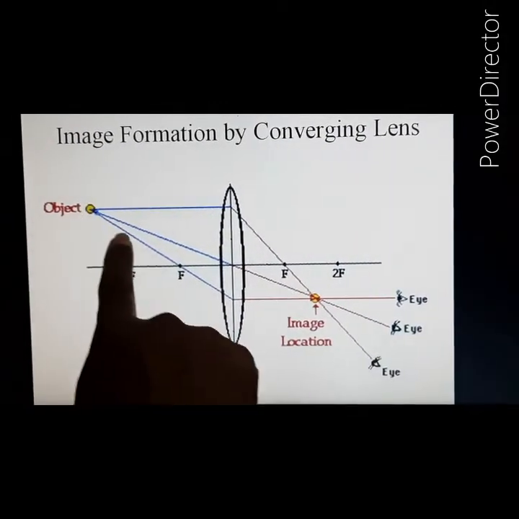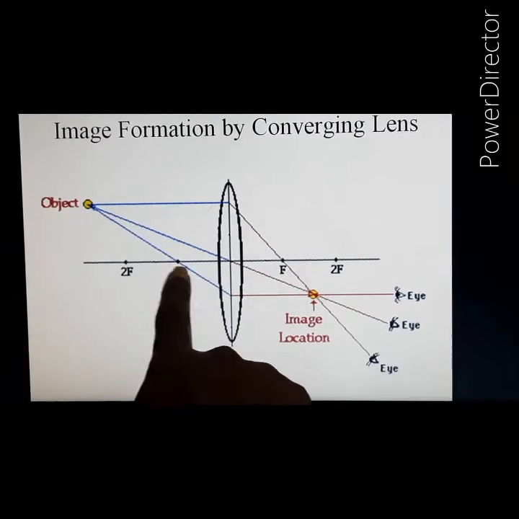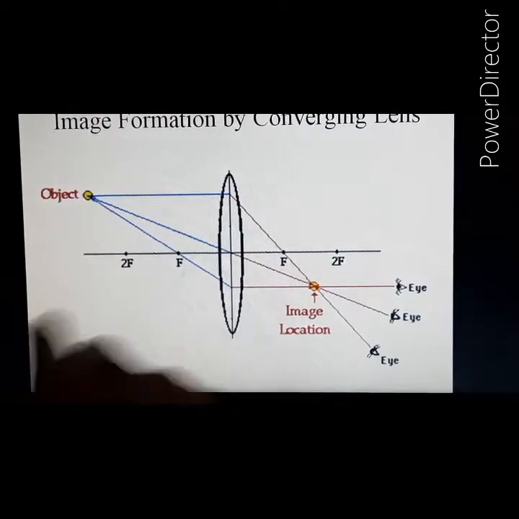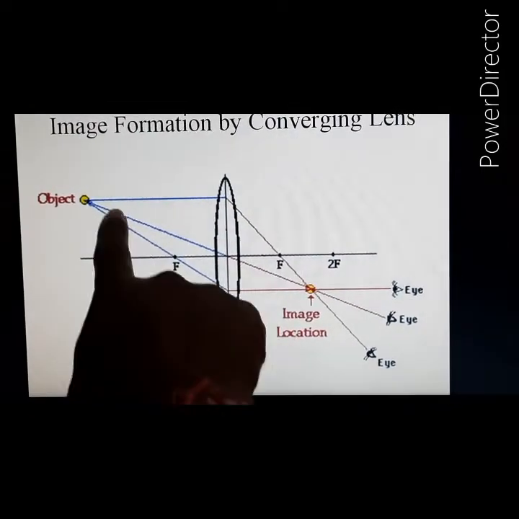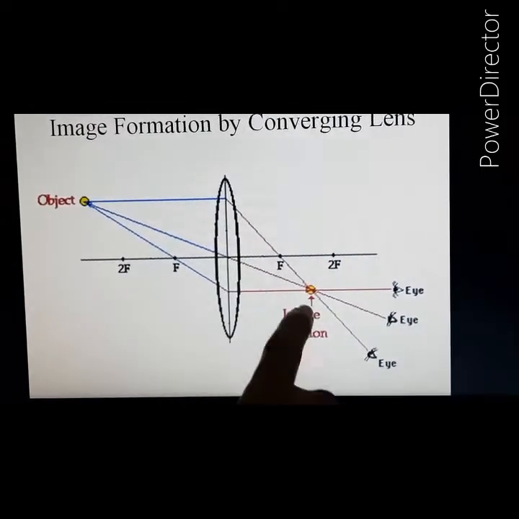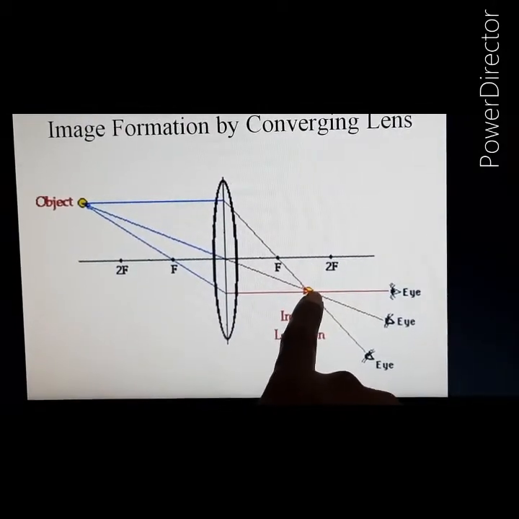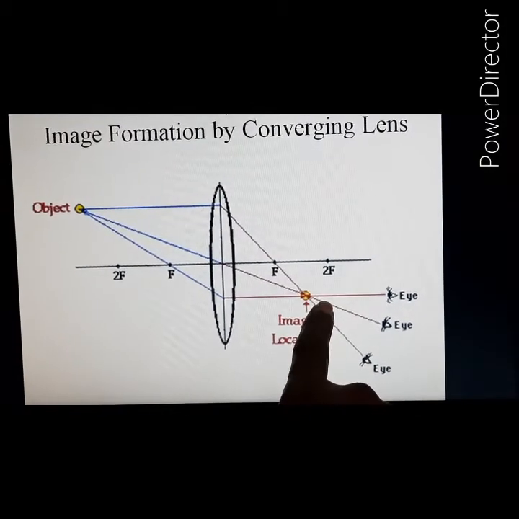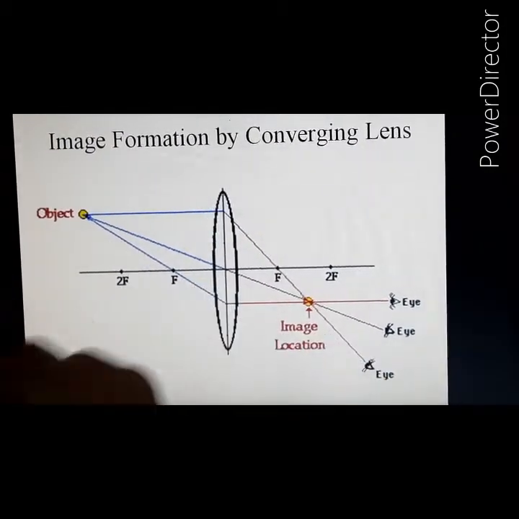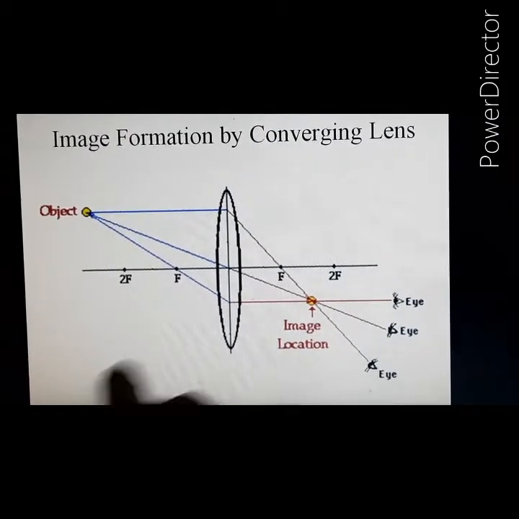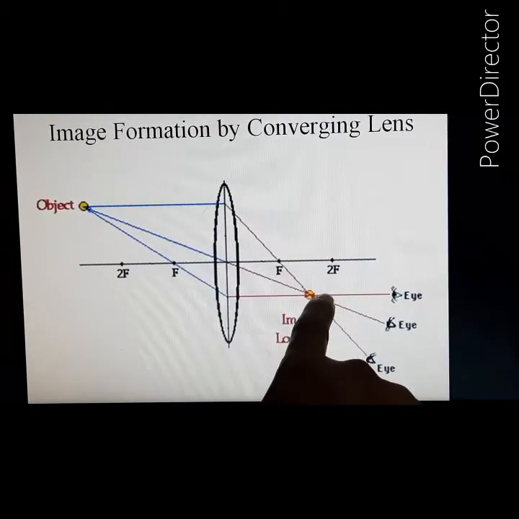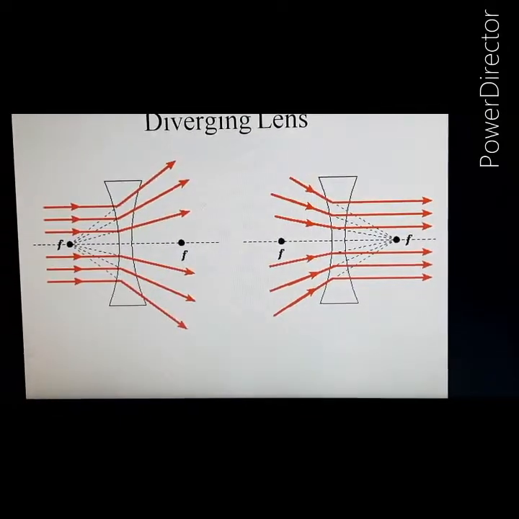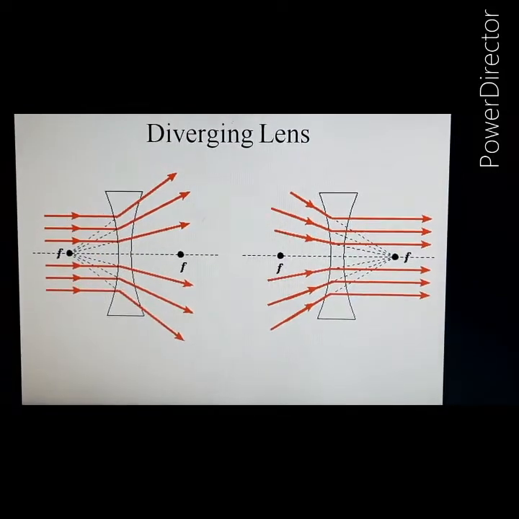And one more light ray which is passing to the focus, that is also bending at the lens and is traveling parallel. These three rules we studied before. From these three rules, whatever the light rays refracted, they are meeting at one point. If you draw a line from that point, it shows the image location, the position of the image, and the size of the image. Here it has formed between the focus and 2f. Okay, this is one example in the case of a converging lens.